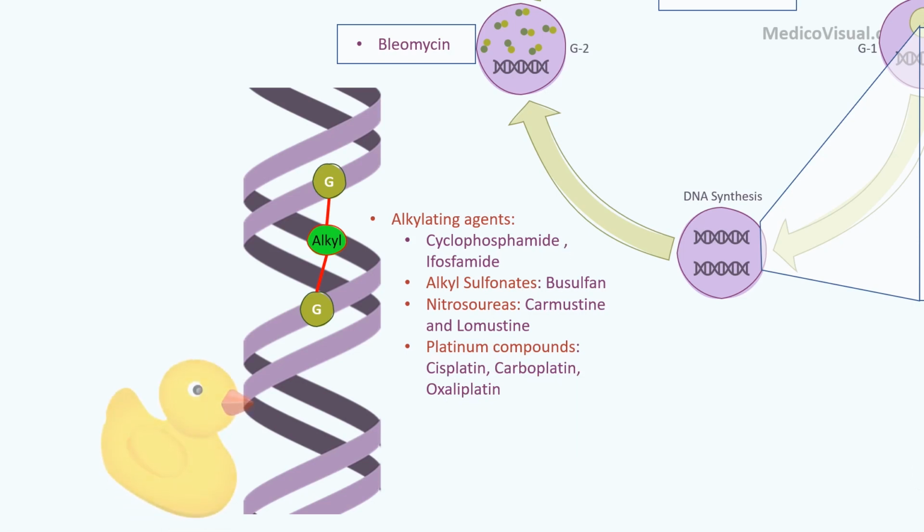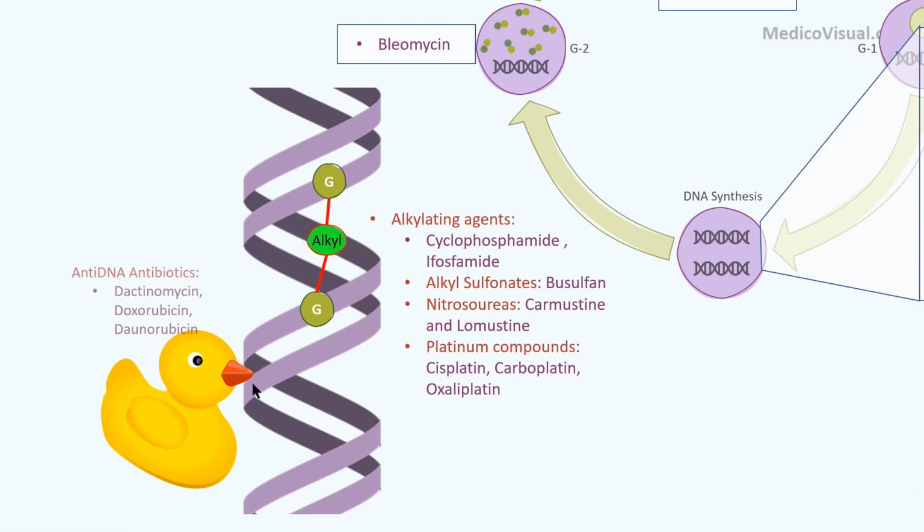And then what is this? This is a rubber duck. So this rubber duck has stuck its beak here in the minor groove of DNA. So what are these? These are anti-DNA antibiotics, for example dactinomycin, doxorubicin and daunorubicin. These anti-DNA antibiotics intercalate in the minor groove of DNA, and again they disrupt the structure.